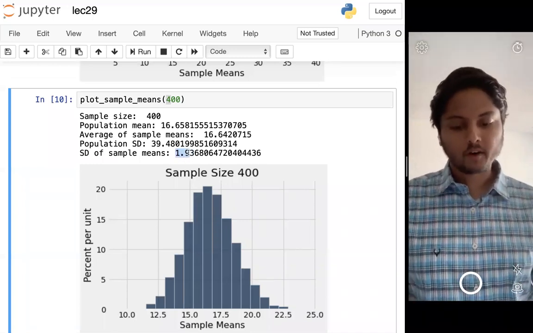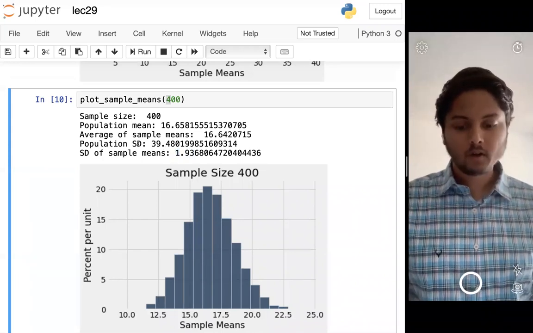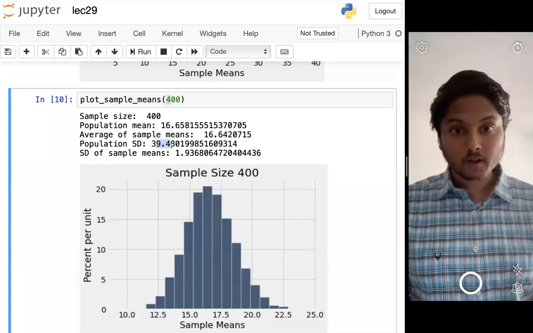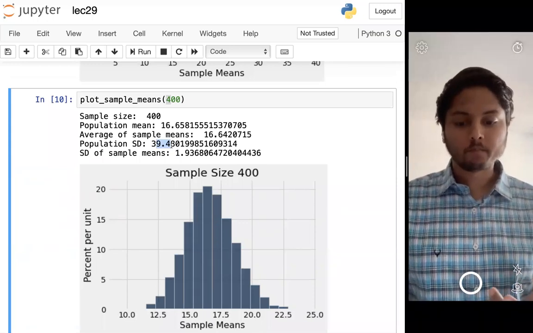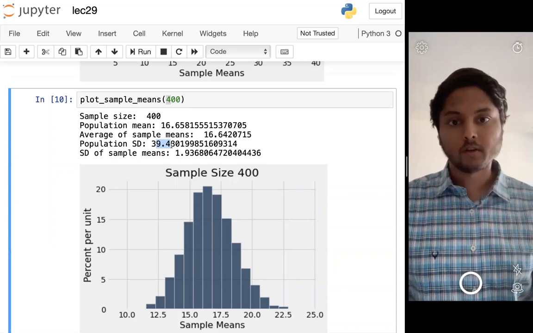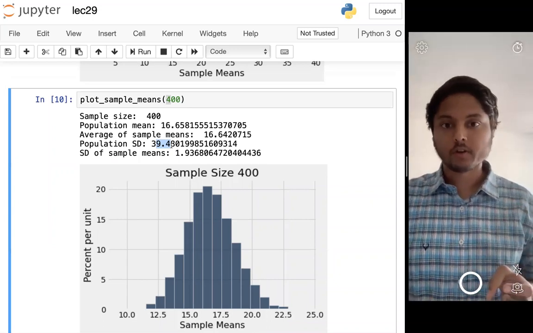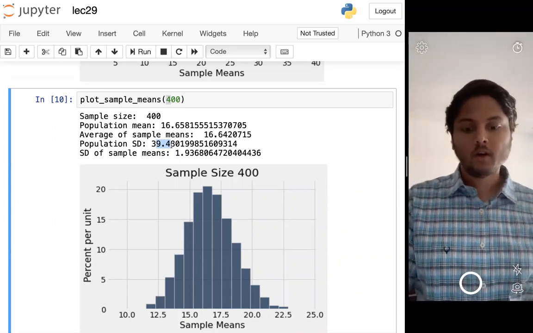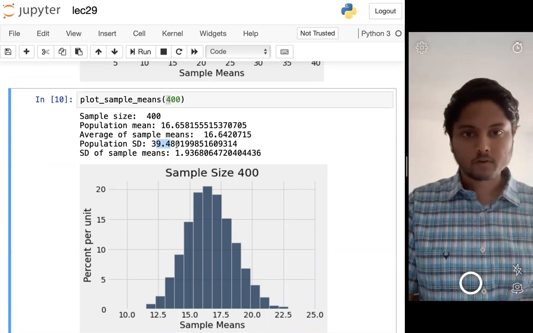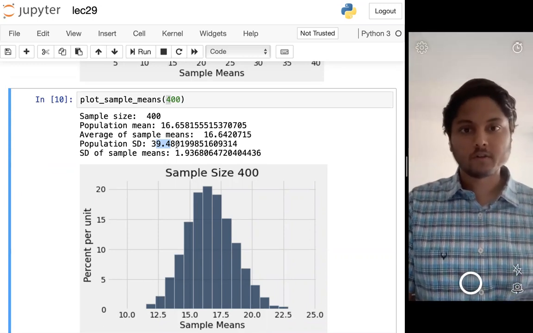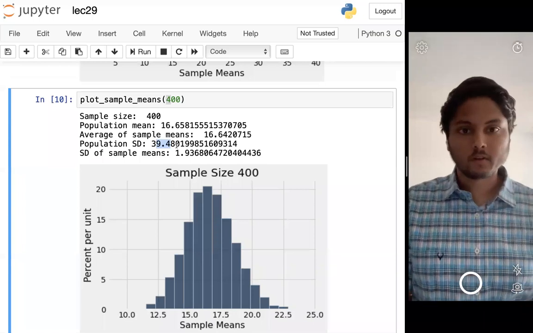And so this is like roughly 2. And so this basically means that this is about 20 times as small as the population. And so why is it 20? It's because we have a sample size of 400 in our sample. So when you're doing 400 in each simulation, then the square root of 400 is 20. So that means the standard deviation of your sample averages is going to be 1/20th of the standard deviation of the population.